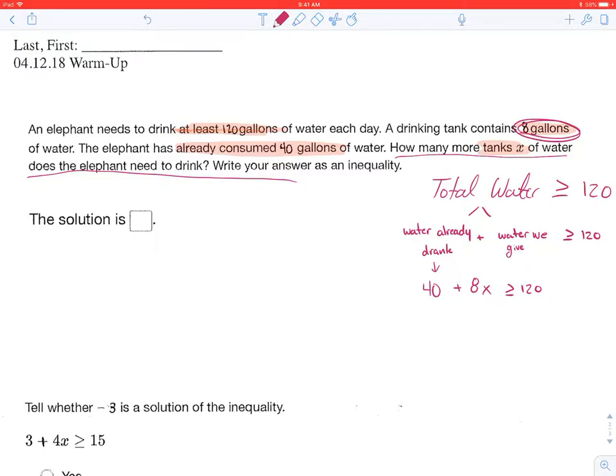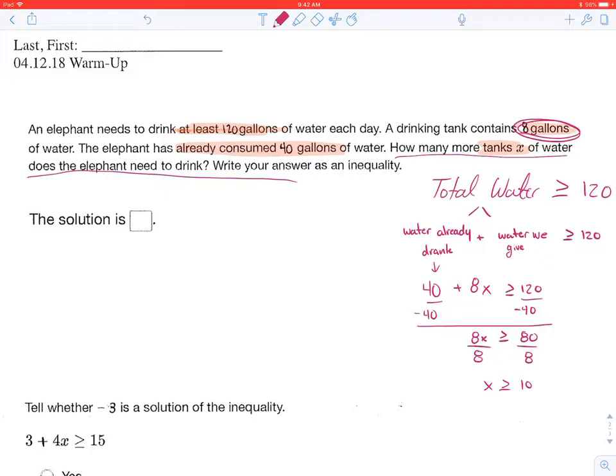And then now if we want the elephant to drink 120 gallons by the end of the day, it's already drunk 40, then we can subtract and find the difference between those two numbers to determine that the elephant still needs to drink 80 more gallons. So this is how much it still needs to drink, 80 more gallons. And if there's 8 gallons in each tank, that's what this 8 represents. If there's 8 gallons in each tank, then we would divide the 80 gallons that it still needs to drink by 8 to receive an answer that we need to give the elephant at least 10 more tanks.